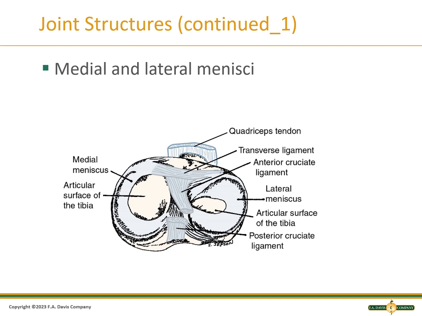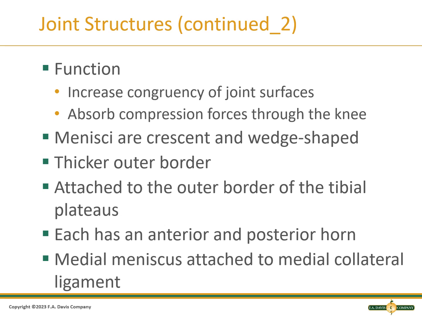The medial and lateral menisci sit on top of the tibial plateau to provide a better approximation for the round femoral condyles on the flat tibial plateau surface, and they also serve to provide shock absorption at the knee. So the menisci function to increase congruency of the joint. They absorb compressive forces through the knee. They are crescent and wedge-shaped with a thicker outer border. They're attached to the outer border of the tibial plateaus, and each has an anterior and a posterior horn, like a little C. The top part from, looking at that last picture would be our anterior horn, and the bottom part would be our posterior horn.